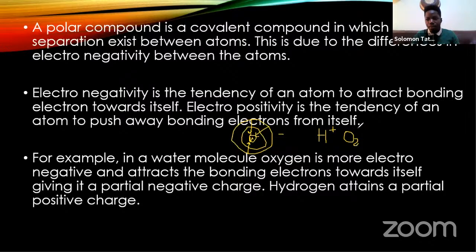Okay, we'll have a partial negative charge here and a partial positive charge. This is what we call the polarity, the separation of these charges or atoms. And this will attract the ions of the ionic compound.